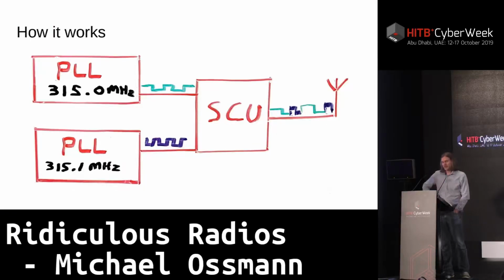So here's an example of that. You can see we have two different PLLs on the left. One of them is generating a 315 megahertz signal. The other one is generating a 315.1 megahertz signal. So those are two different clock signals running at two slightly different frequencies. And they're connected together through the SCU, which is basically just a switch box. It controls which internal signal in the microcontroller is connected to which external pin. And so in the SCU, we switch back and forth between these two different frequencies. And that is how we generate our frequency shift keyed signal that goes out over the antenna.